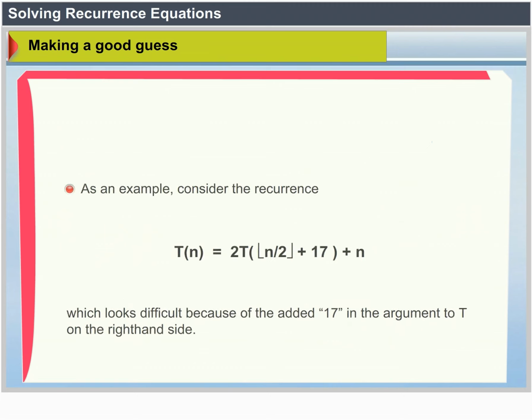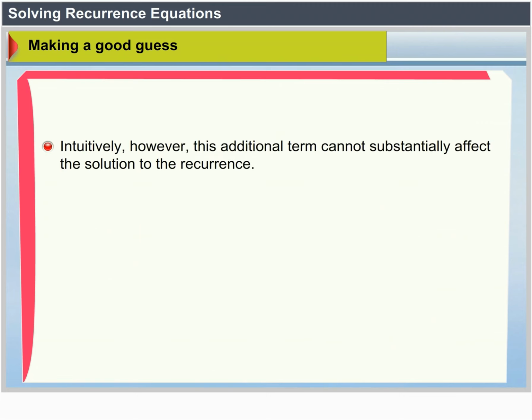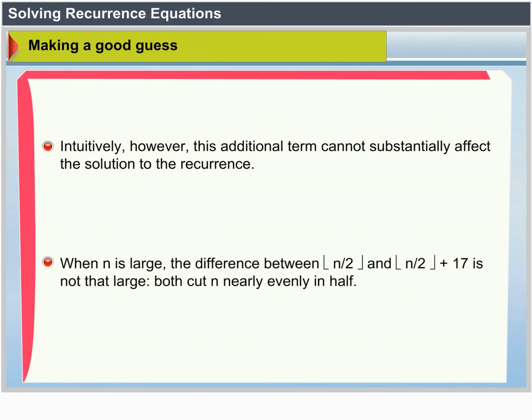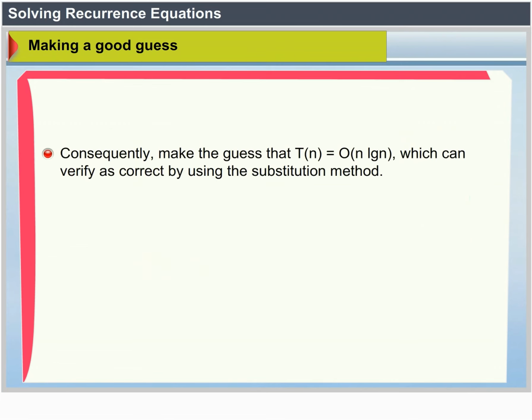Intuitively, however, this additional term cannot substantially affect the solution to the recurrence. When n is large, the difference between floor of n by 2 and floor of n by 2 plus 17 is not that large. Both cut n nearly evenly in half. Consequently, we make the guess that T of n equals big O of n log n, which we can verify as correct by using the substitution method.